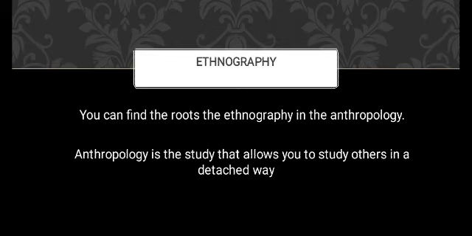Ethnography. We can find the roots of ethnography in anthropology. Anthropology is a study that allows you to study others in a detached way. But to research with the ethnography method, you have to stay in the community or situation. You may find this research method time consuming. It is because things can take time to change or get in your head.